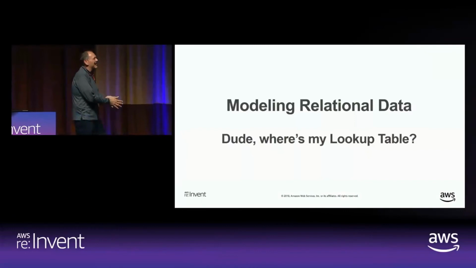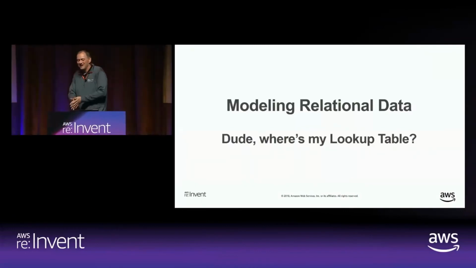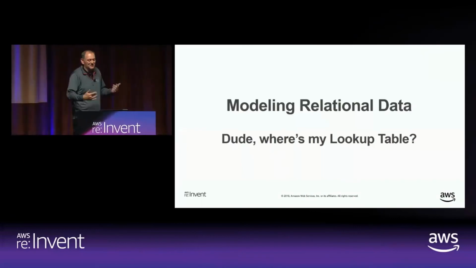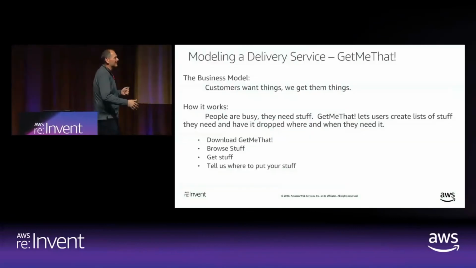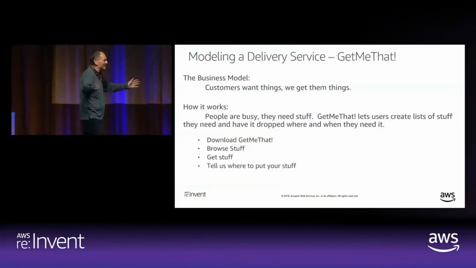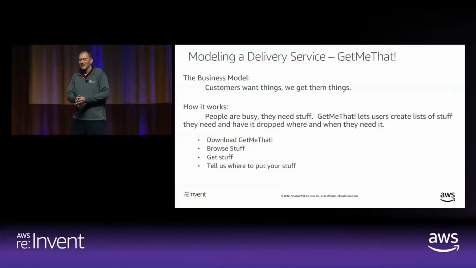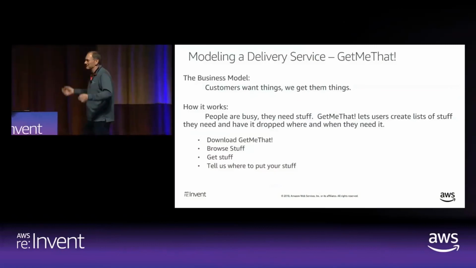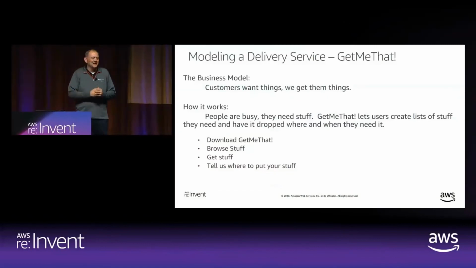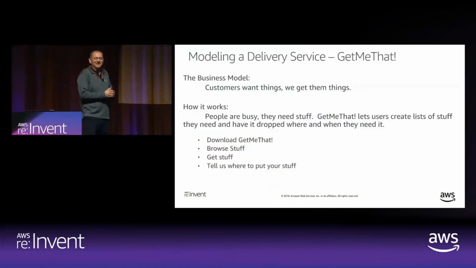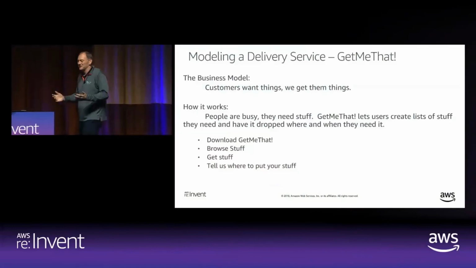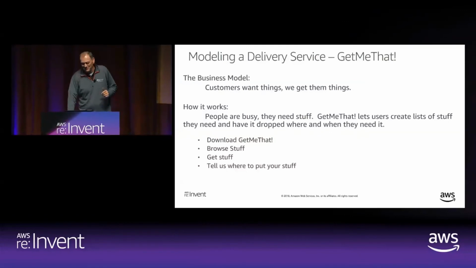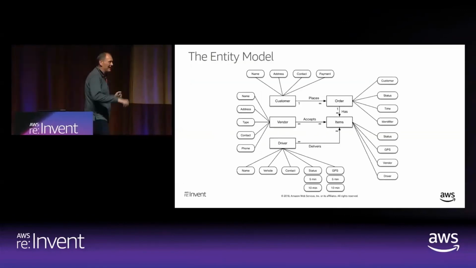All right, so complex relational data. We got a little bit of a picture of that when we were looking at that configuration management service. This is more of a theoretical delivery service. I created a fictional delivery service called Get Me That. Get Me That gets people things. People are busy, they need stuff. Download Get Me That, browse stuff, get stuff, tell us where to put your stuff. That's what this does. So it's a very simple service, but it's not a very simple entity relationship model.